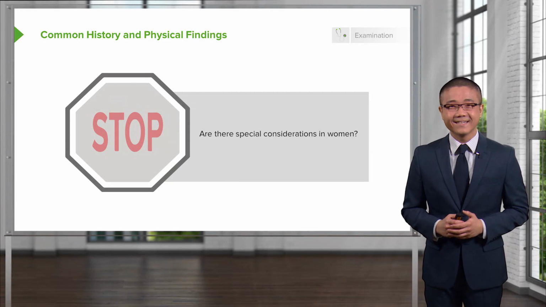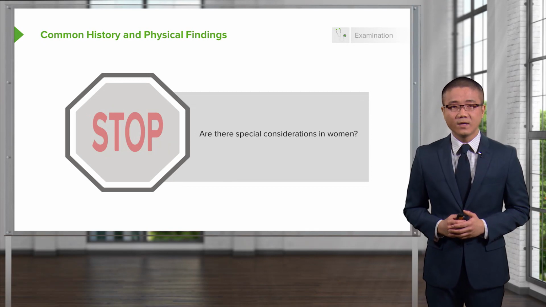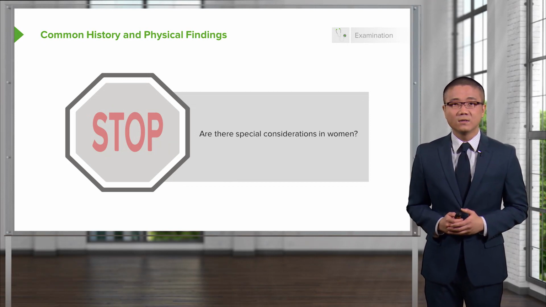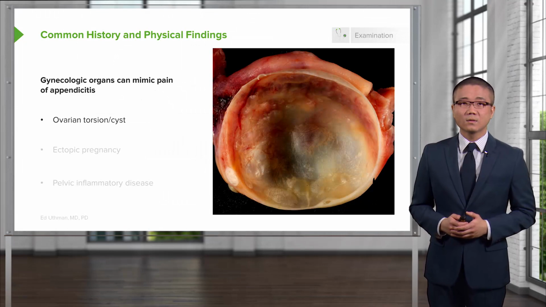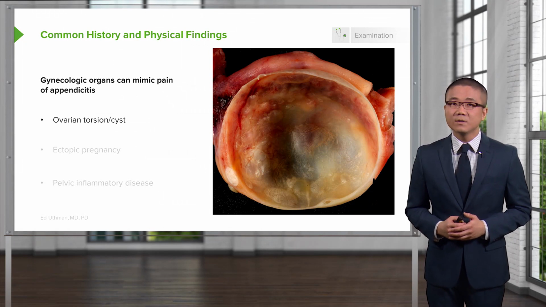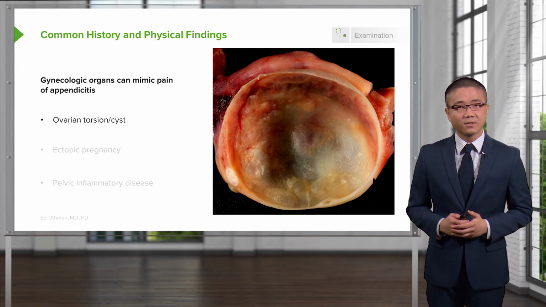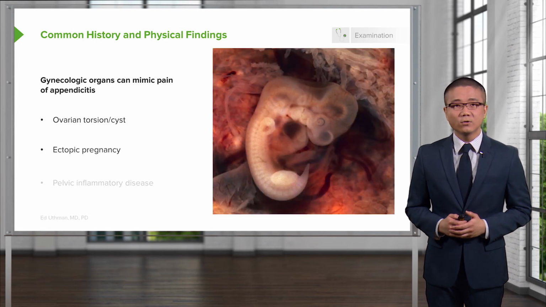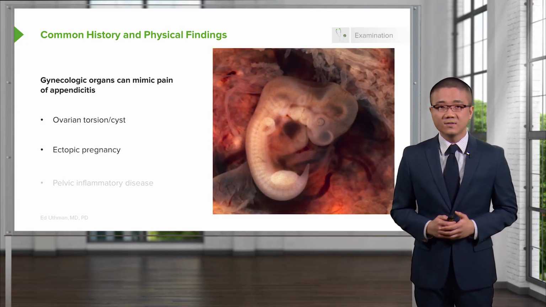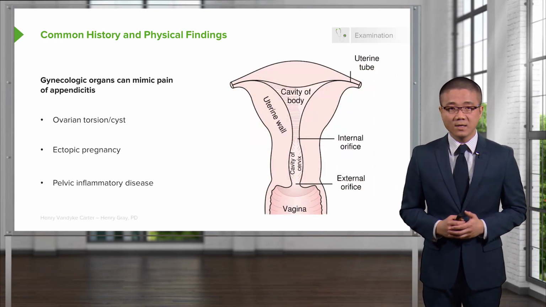Let's stop for a second. What special considerations if the patient was a woman that I presented? I'll give you a moment to think about this. That's right, gynecologic organs in women can mimic pain, particularly in the right lower quadrant. That's very similar to presentation of an appendicitis. Let's go over some of the differential diagnosis of gynecologic organs that can cause similar pain. Ovarian torsion, ectopic pregnancy, and pelvic inflammatory disease, which is far more common than you think.